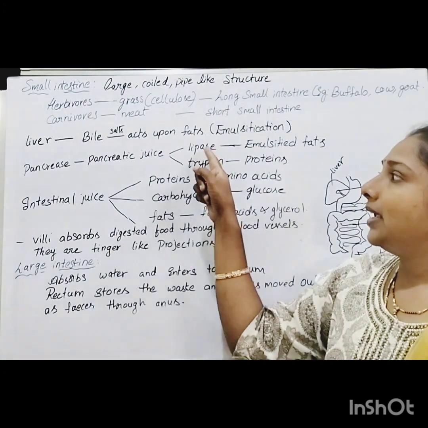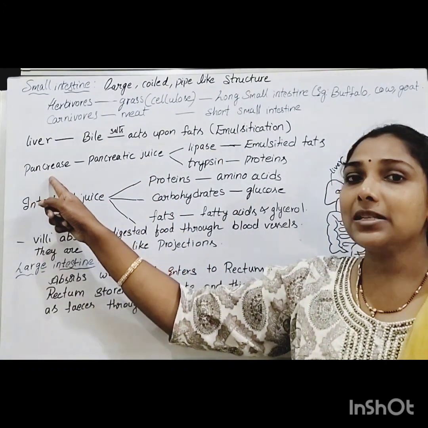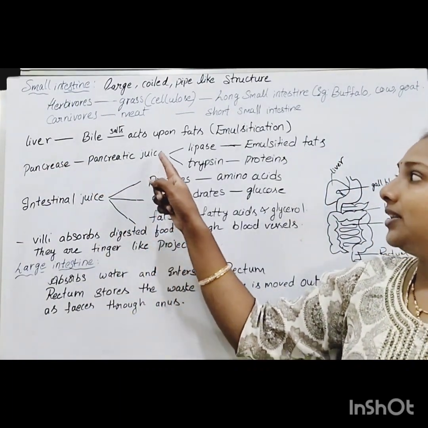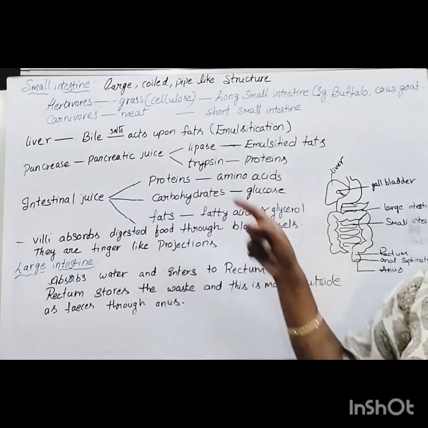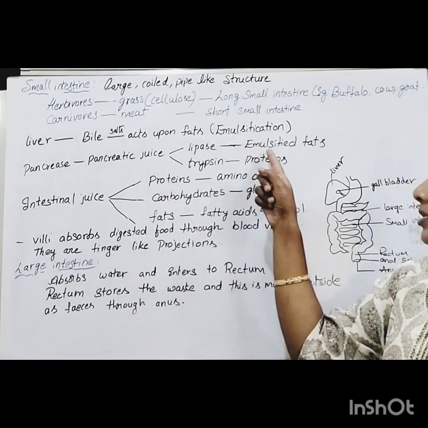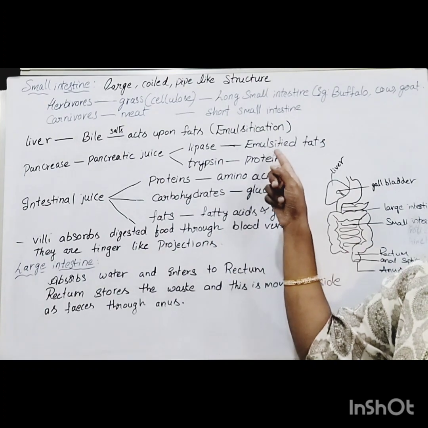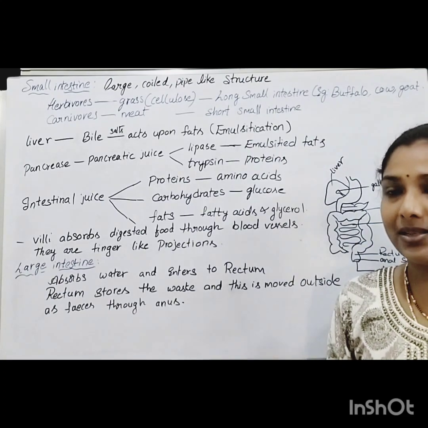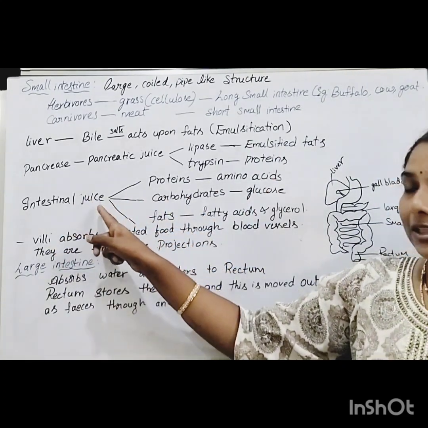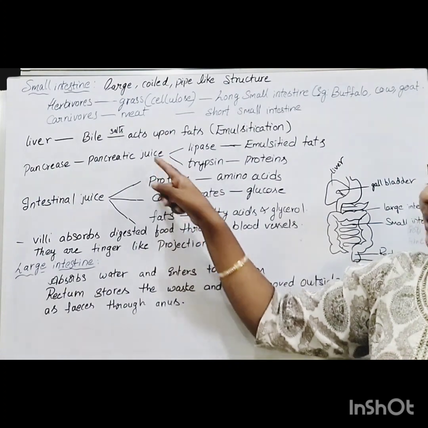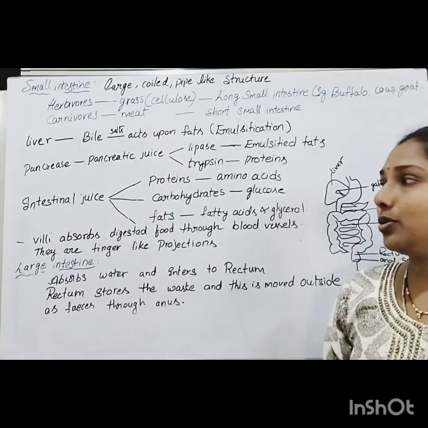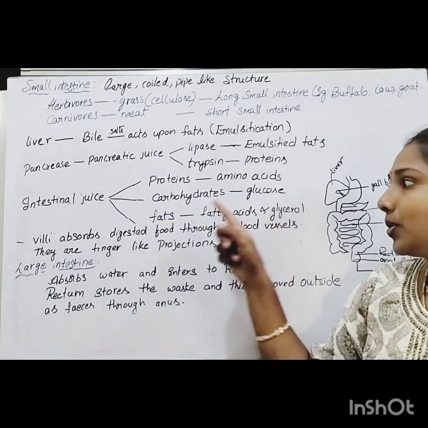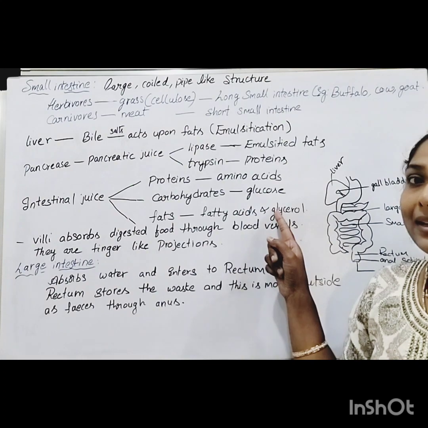Lipase is nothing but a juice which is released by the pancreas. The pancreas releases pancreatic juice. This juice consists of lipase and trypsin. Lipase acts upon these emulsified fats and trypsin will act on proteins. Next, intestinal juice. After the action of these enzymes, this intestinal juice will convert the proteins into amino acids, carbohydrates into glucose and fats into fatty acids and glycerol.